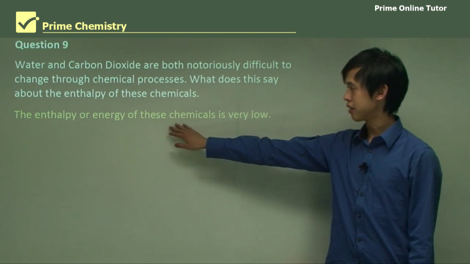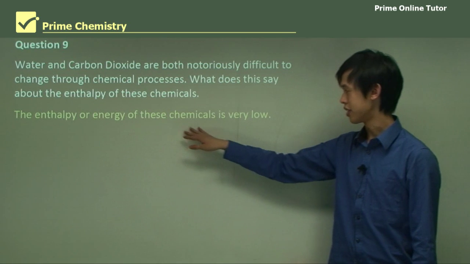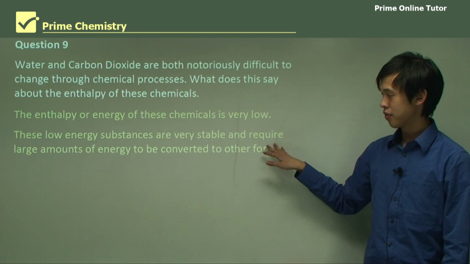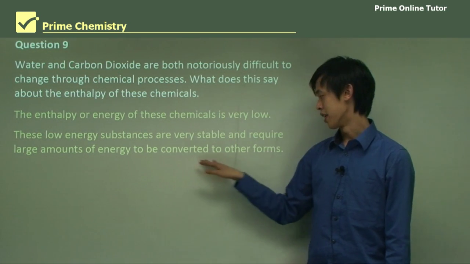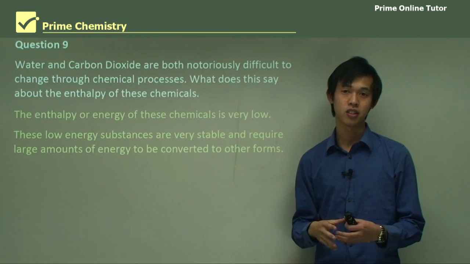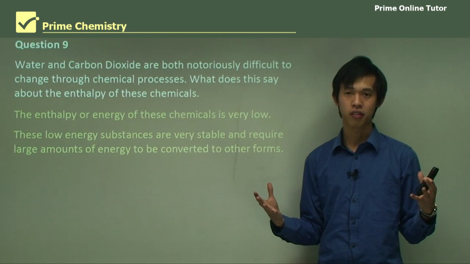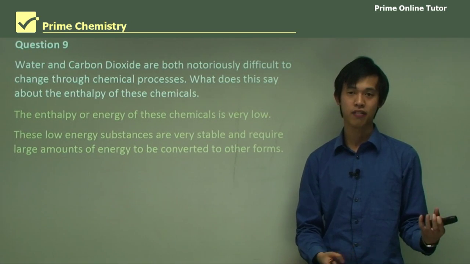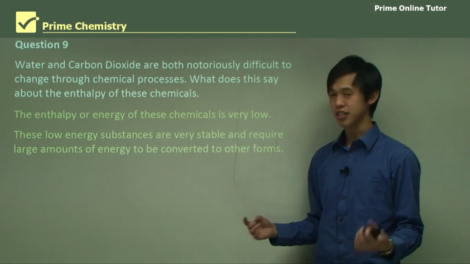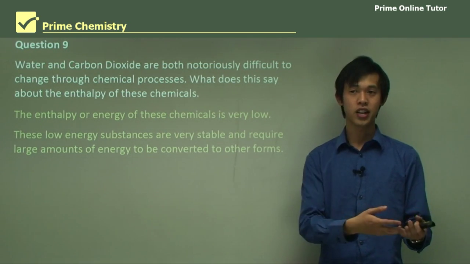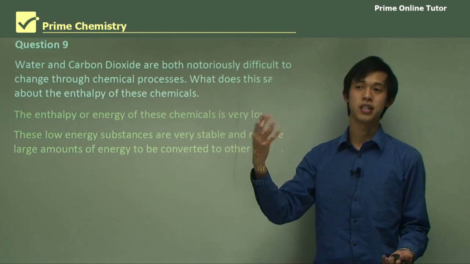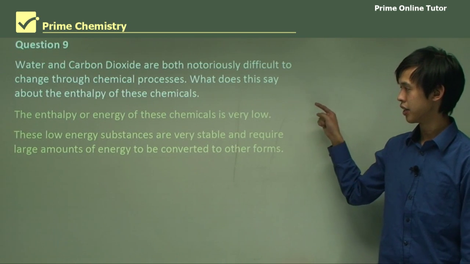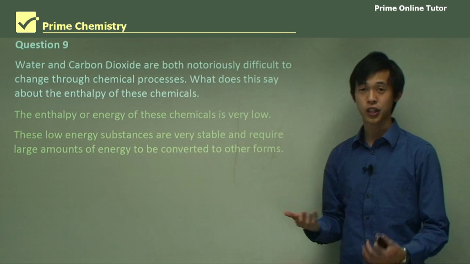So the enthalpy or energy of these chemicals is really low, okay? These low energy substances are very stable and thus require a large amount of energy to be converted to other forms. If you think about hydrogen and oxygen, if you burn them, you get a lot of energy out. But if you make them from water, then that water had to have energy put into it because it's a very low energy chemical. So you had to put in a lot of energy to get it to hydrogen and oxygen, which means you take a lot of energy just to change its form. In other words, water has a very low energy at the start.